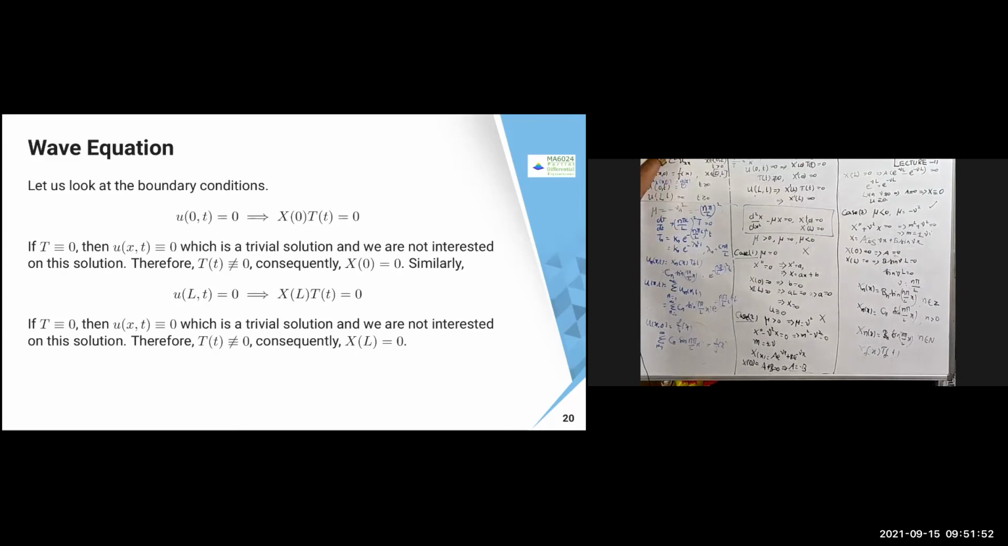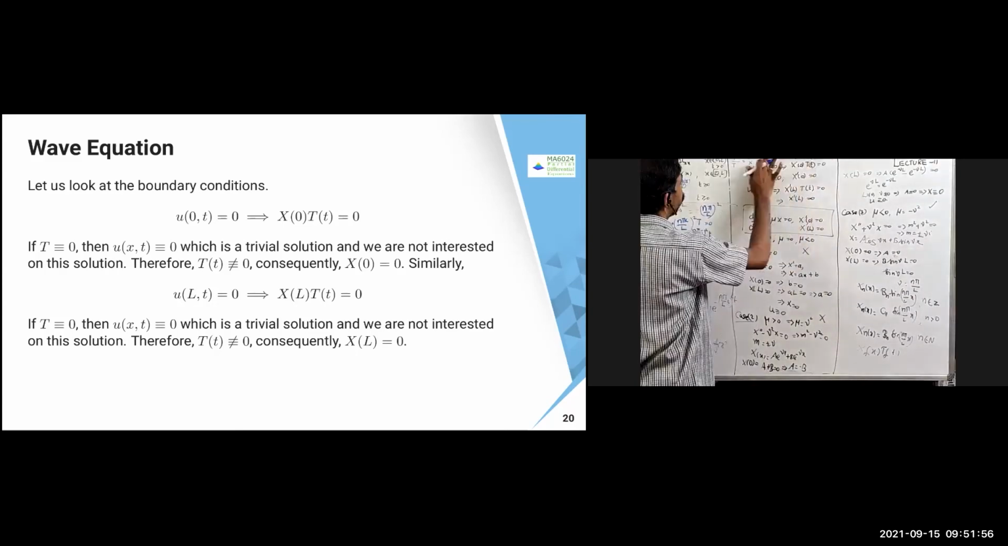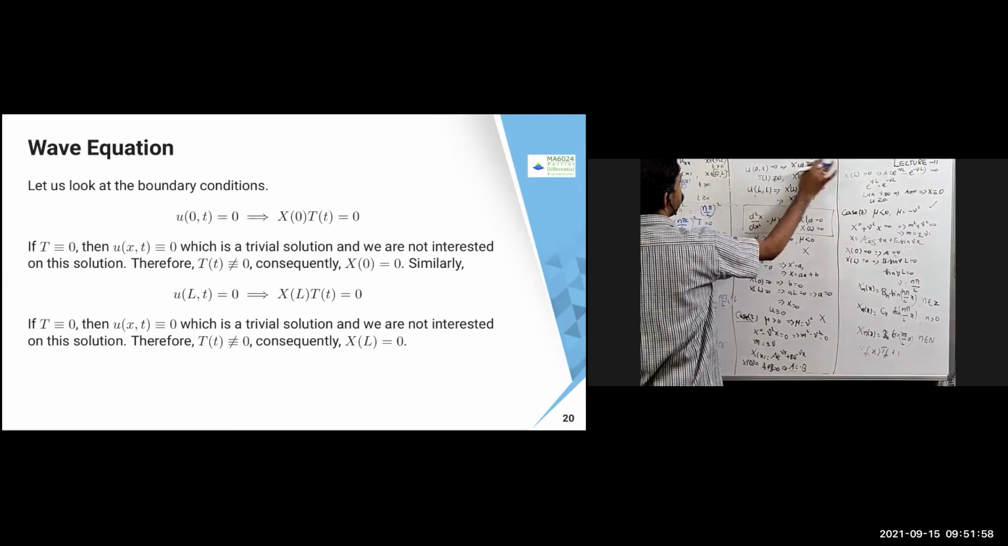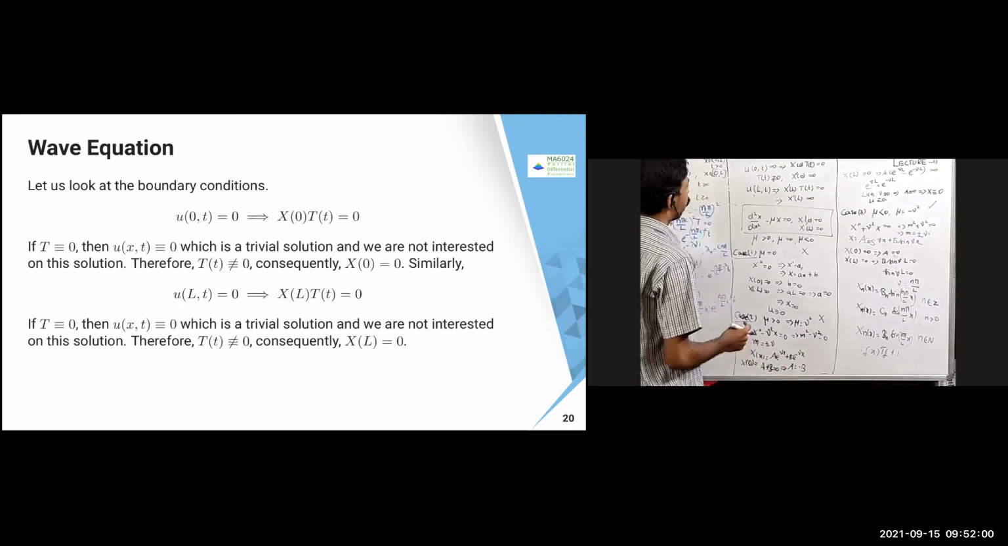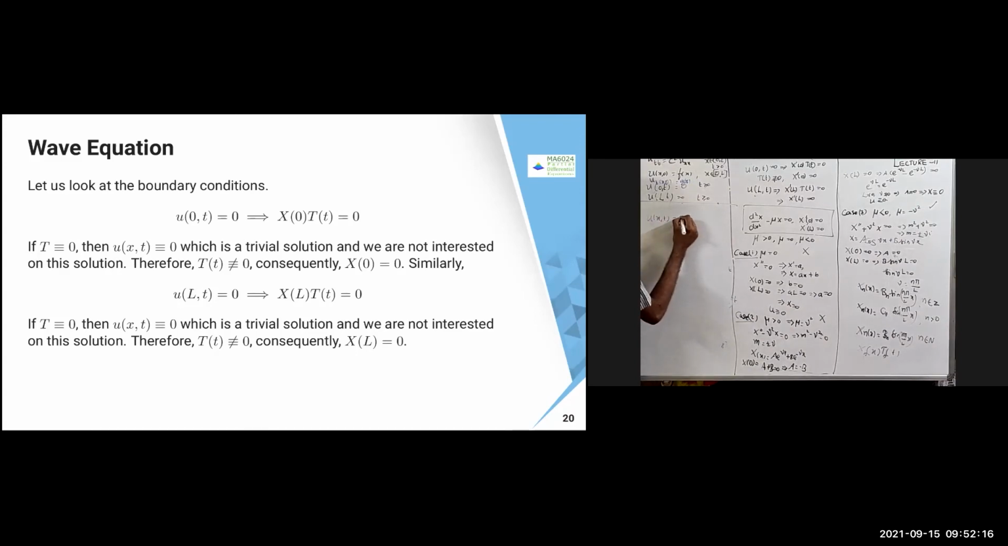Is it visible there? The top one is not visible. Okay, I'll write it here. Same thing is going to come, so I'll erase this one. Except this one, everything is going to be same. So I'm going to have u(x, t) equal to X(x) into T(t).